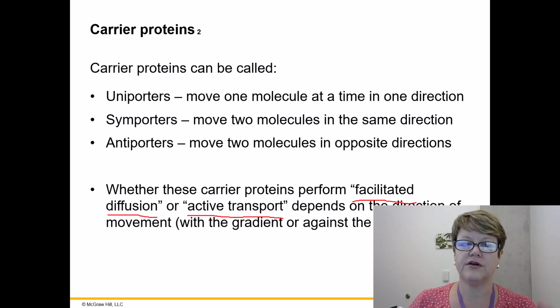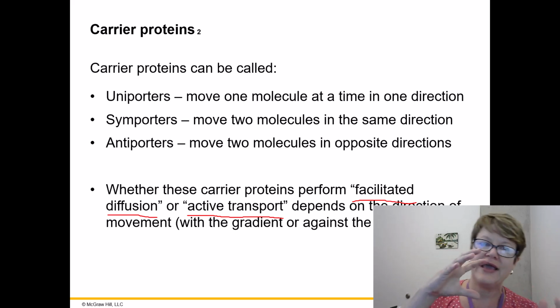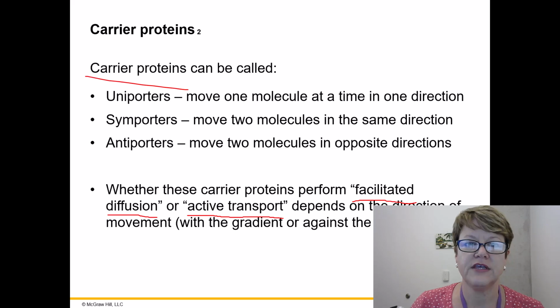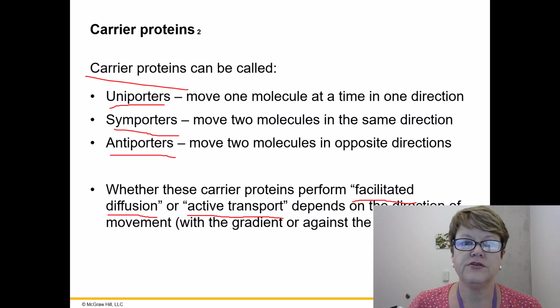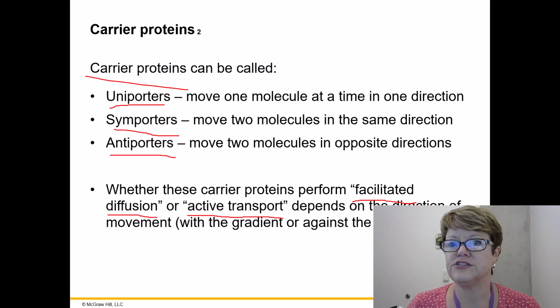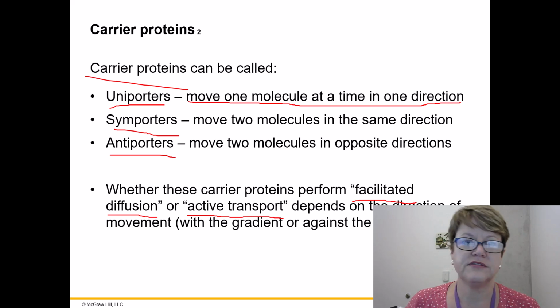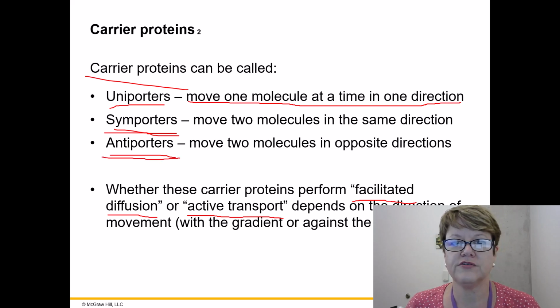Other terms, though, that are also possible when we look at a different aspect of the transport event, we can call the carrier proteins by these terms: uniporter, symporter, or antiporter. A uniporter would be a carrier or a channel protein that moves one molecule at a time in one direction. So single, one, transport. A symporter moves two molecules in the same direction. And an antiporter moves two molecules, but they move in opposite directions.